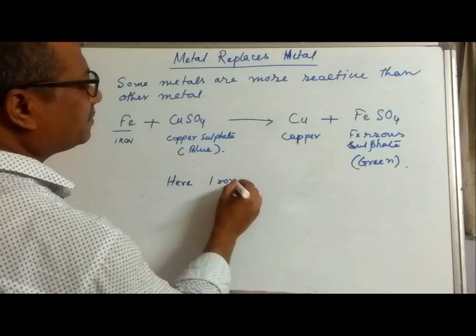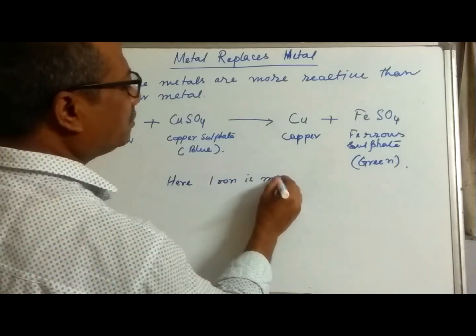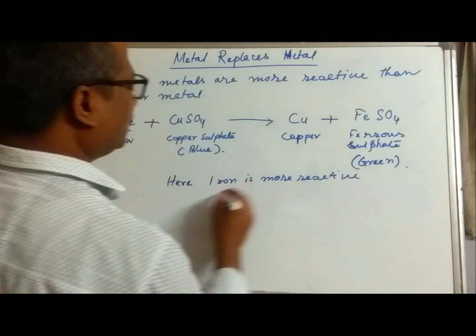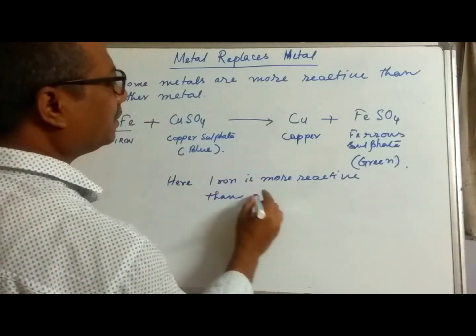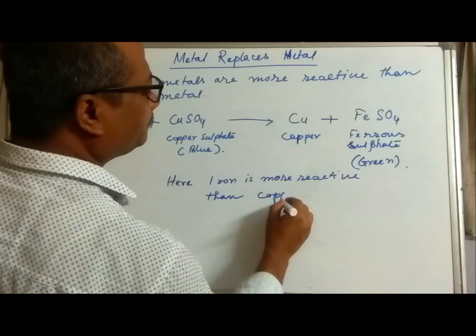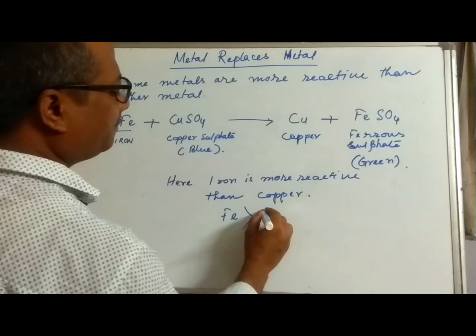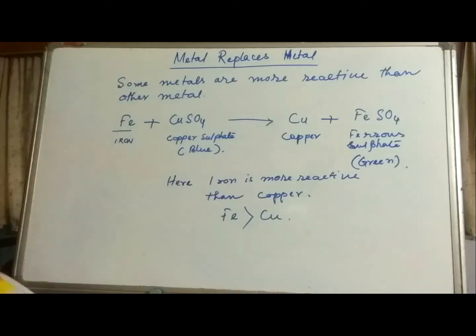Here iron is more reactive than copper. We can write down iron is more reactive than copper like this.